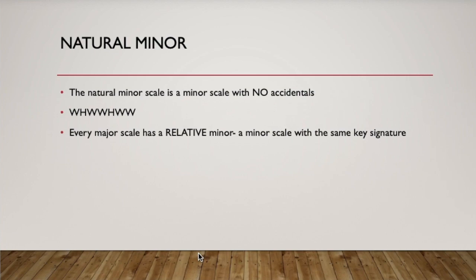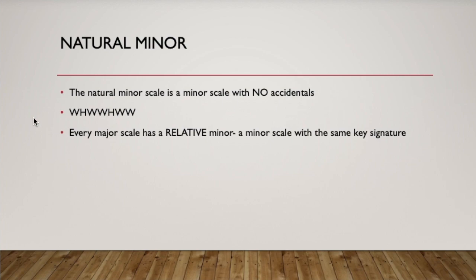There are different types of minor scales. The first that we'll talk about is the natural minor. The natural minor is a scale with no accidentals in it, so it stays true to the key signature. And just like with your major scales, how you had that formula of whole steps and half steps, where you could start at any note and get a major scale, natural minor scale is the same way. And your pattern is as follows: whole, half, whole, half, whole.